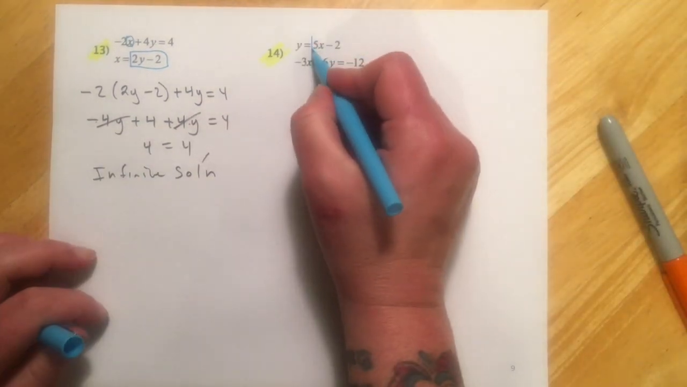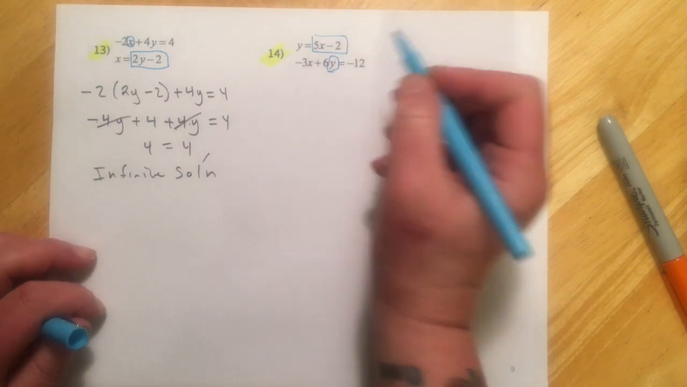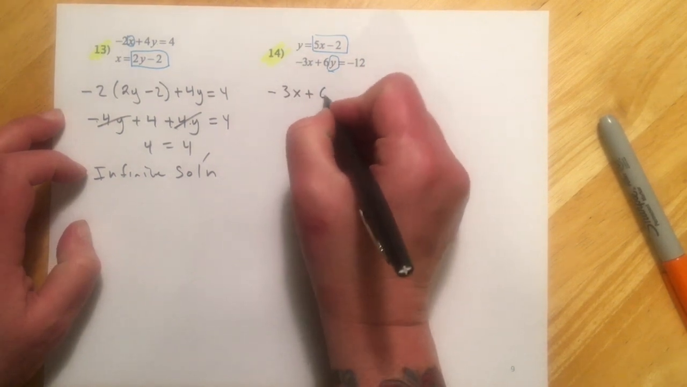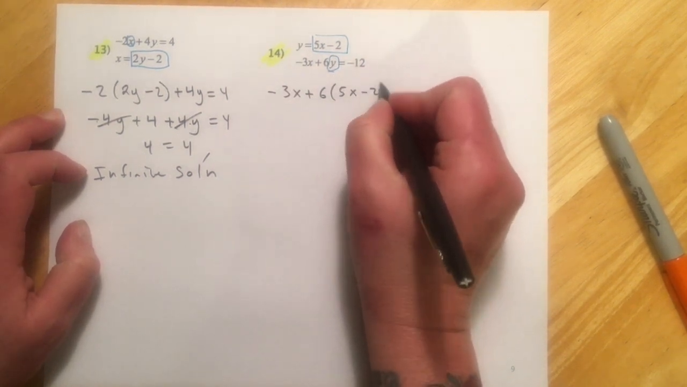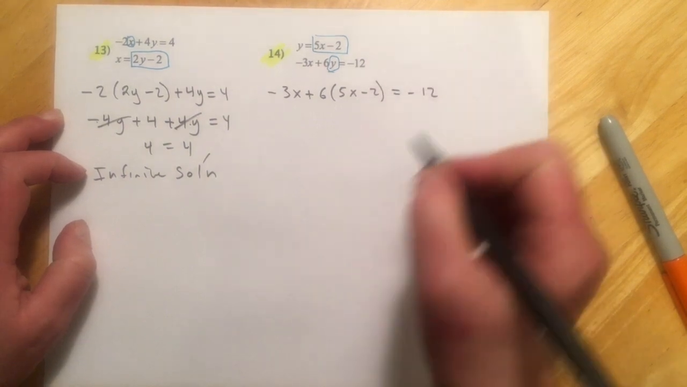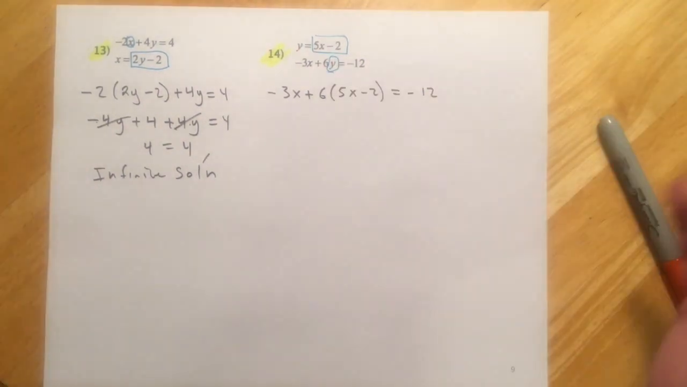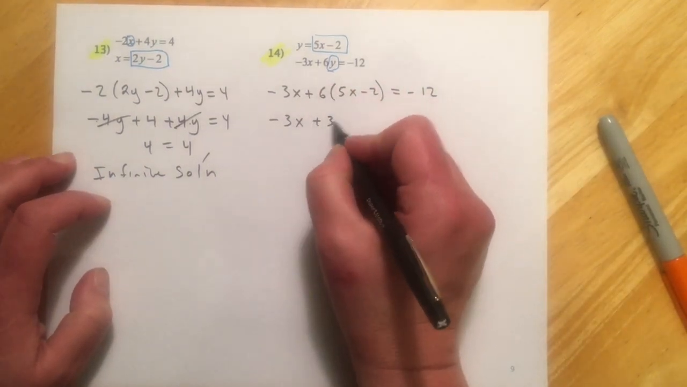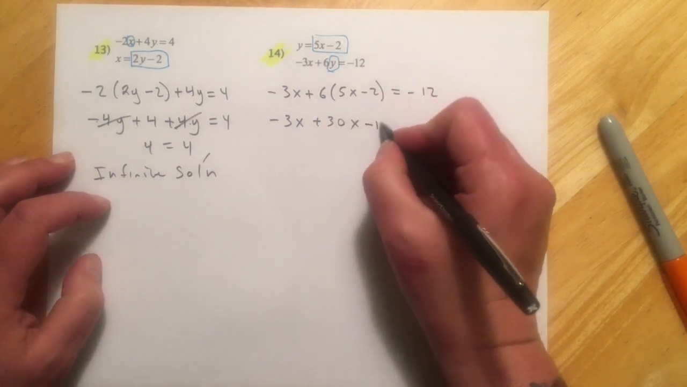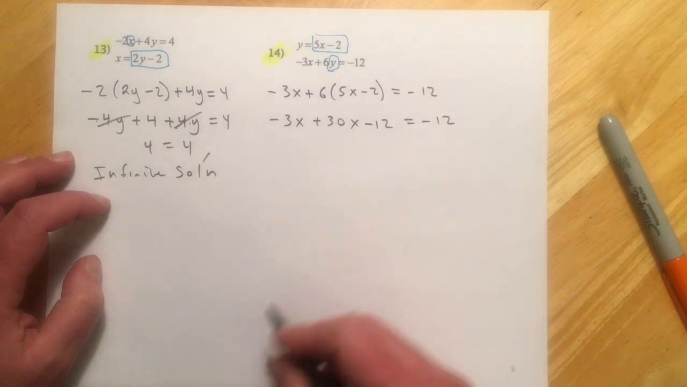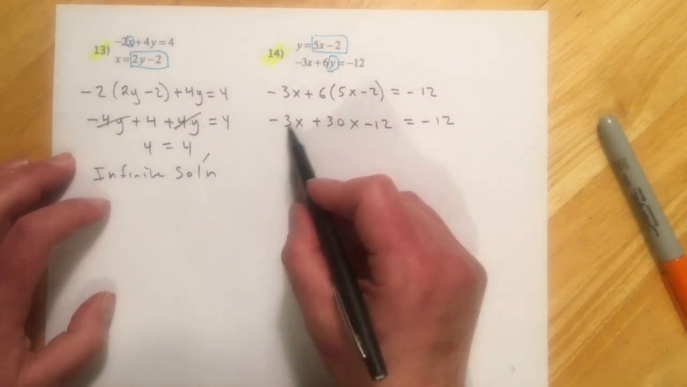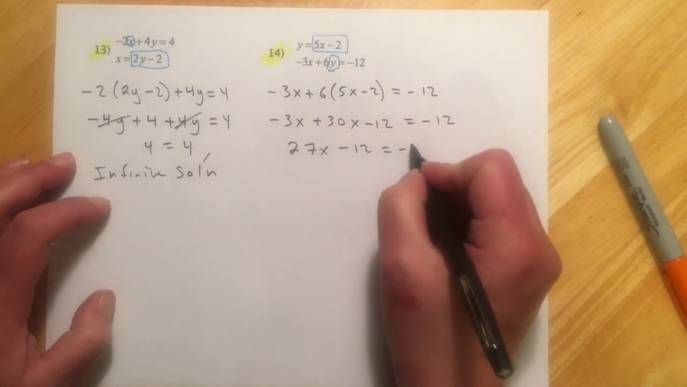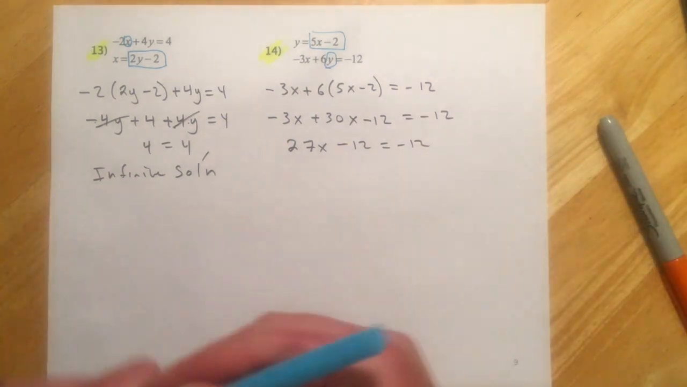This one, we're just going to take this, and that's going to go in for that y. So that's going to be negative 3x plus 6, and then 5x minus 2 right there equals negative 12. And then same old distribute and solve that we've been seeing. So negative 3x plus, that'd be 30. And 6 times negative 2 for negative 12 equals negative 12. And then this one, we can go negative 3 plus 30, and that's going to be 27x minus 12 equals minus 12. So then when I bring the 12 over, I get a 0.